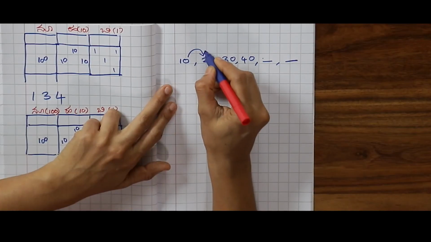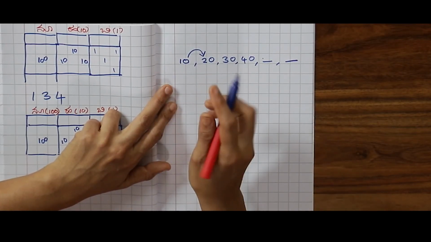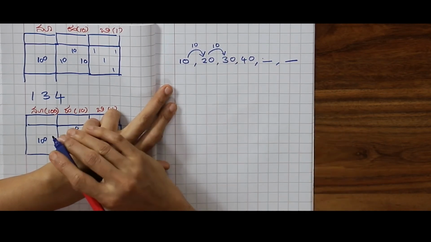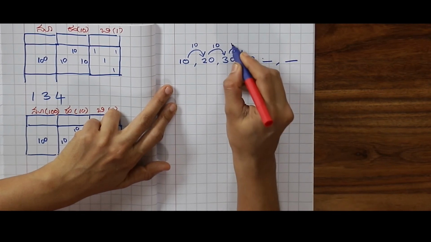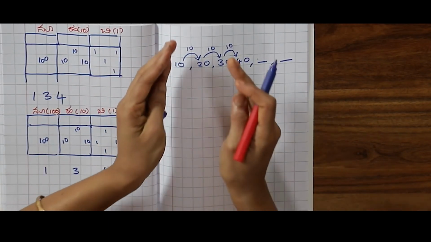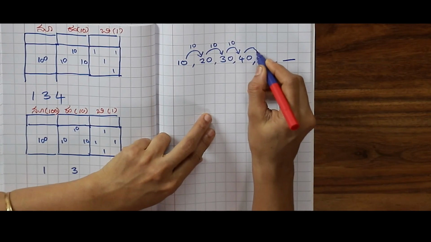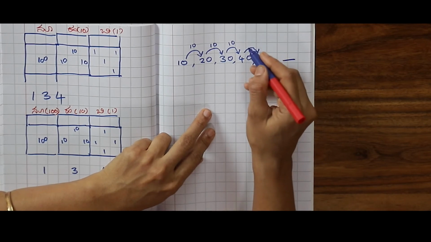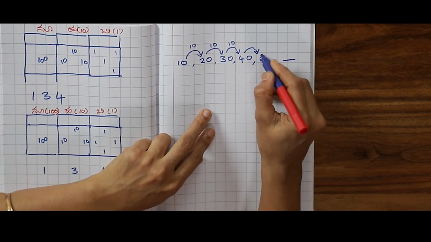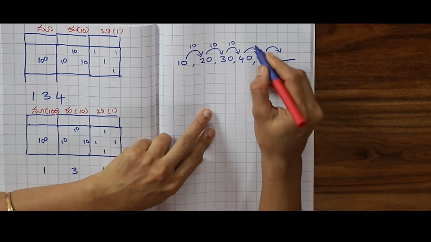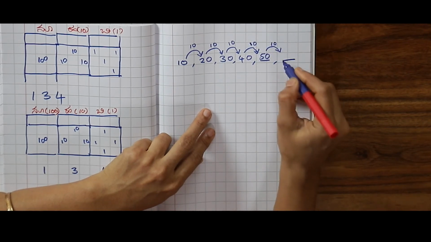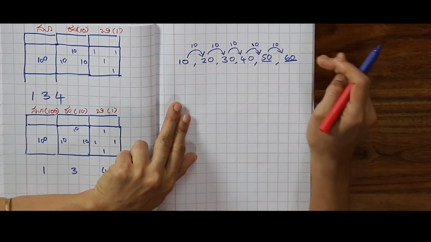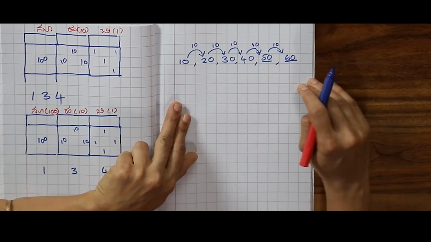It means the difference between first 2 numbers is 10, right? Difference between second and third is 10. So the skip is equidistant. So what is the next number? 40 plus 10 is 50. Then 50 plus 10 is 60. This is an equidistant skip. Skip counting, right?